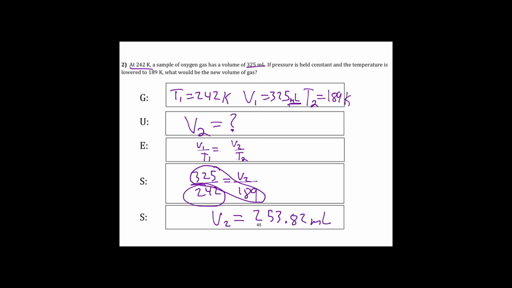It's kind of like when it gets really cold in the winter, the pressure inside the tires on your car goes down, and the tire can actually deflate a little bit. And so yeah, that's it. These problems are not too bad.